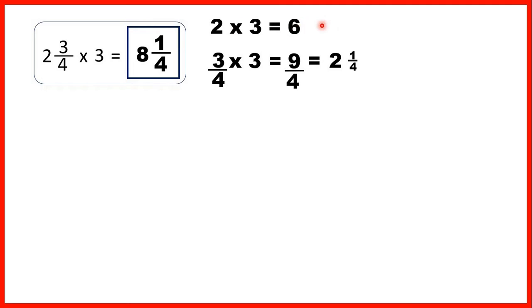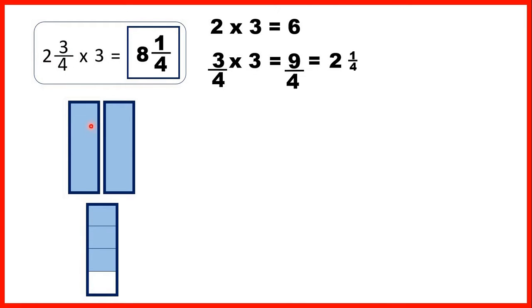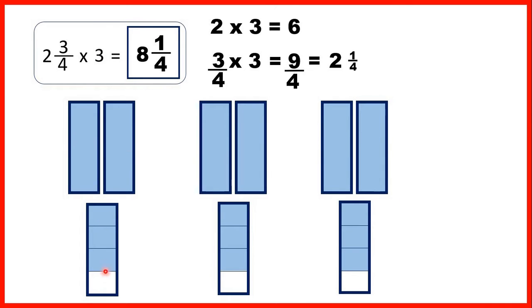We worked out that 2 times 3 is 6, 3/4 times 3 is 9 quarters, which is 2 and 1/4, and then we added 6 and 2 1/4 to get our answer. But let's think about what multiplying a mixed number is really about. To show 2 and 3/4, we can show 2 whole bars and then 3/4 of another one. We're multiplying by 3, so we can show 2 and 3/4 3 times. So how does that give us 8 and 1/4?